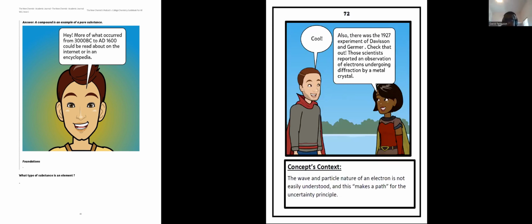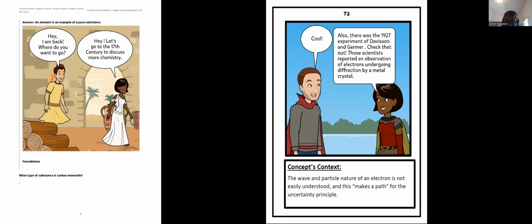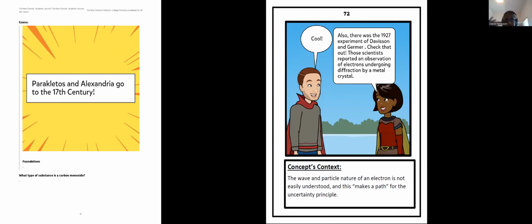So this is the 1927 experiment that I kept on referencing, Davisson and Germer. It basically described the observation of electrons undergoing diffraction by a metal crystal. And these ideas help to prove experimentally the ideas of de Broglie. So just keep that in mind.